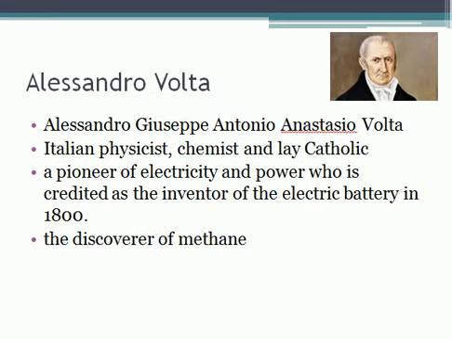The next scientist that worked on galvanic cell is Alessandro Volta. He was an Italian physicist, chemist and Catholic, a pioneer of electricity and power, who is credited as the inventor of the electric battery in 1800. He was also the discoverer of methane.